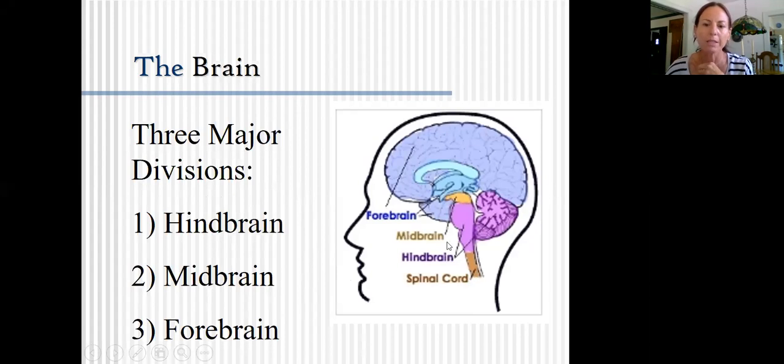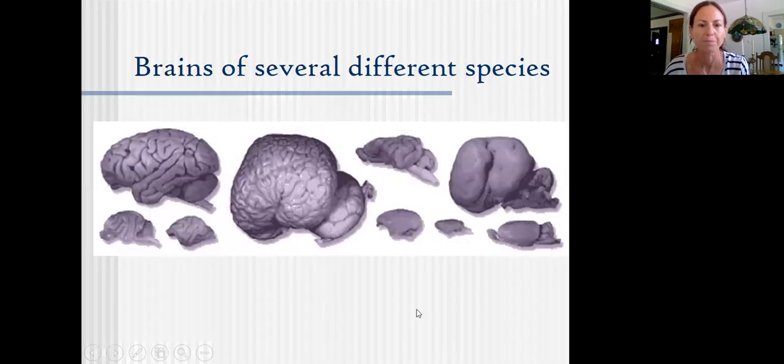And so you can see that in this picture, the hindbrain in purple, and the midbrain is this tiny section in yellow here, and then all of that being the forebrain on top. So the majority of our brains are made up of forebrain. And the forebrain includes that huge cerebral cortex, which we'll talk about in the end of this chapter. Here's the brains of several different species. Brains look different all over the place, but they've all got hindbrain, midbrain, and forebrain. They've all got basically the same structures.